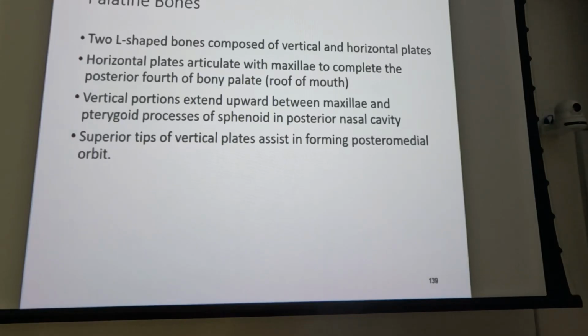Could it also be the palatine bones? Oh, sure, it could, but the more significant non-fusion would then be the maxillary bone rather than the palatine bones. Palatine bones, just the posterior most 1/4. 3/4 of that bony hard palate is actually your maxilla. Okay.